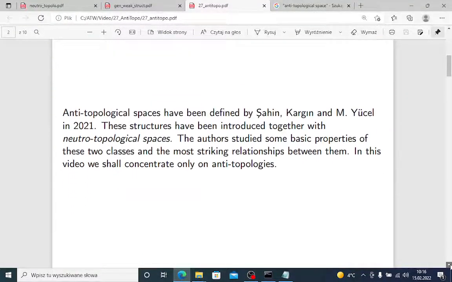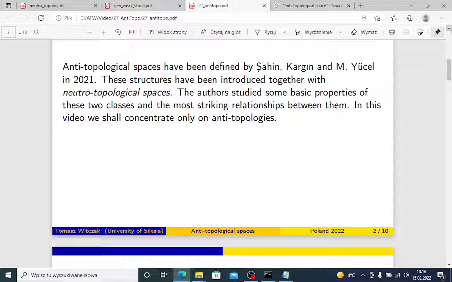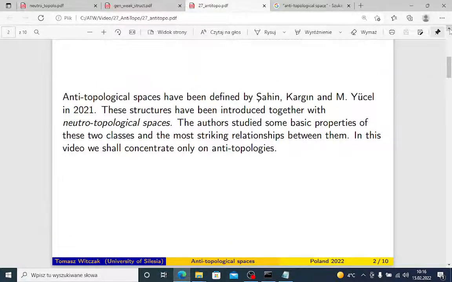Anti-topological spaces. Anti-topological spaces have been defined by Sahin, Kargin and Yucel in 2021. These structures have been introduced together with so-called neutral topological spaces, which are connected with neutrosophic sets of Smarandache. The authors studied some basic properties of these two classes and the most striking relationships between them. In this video, we shall concentrate only on anti-topologies, not on neutral topologies.